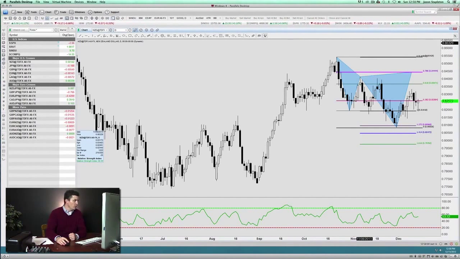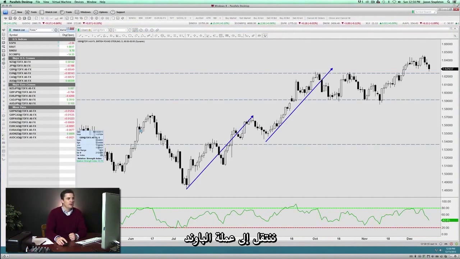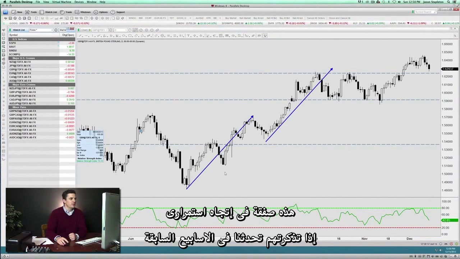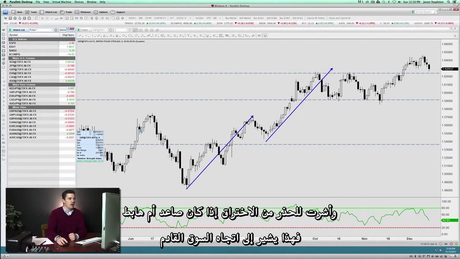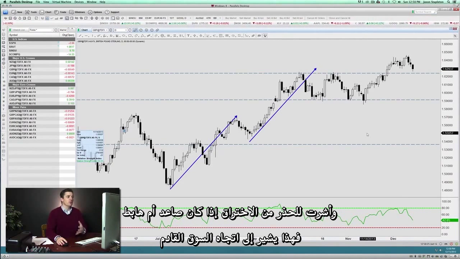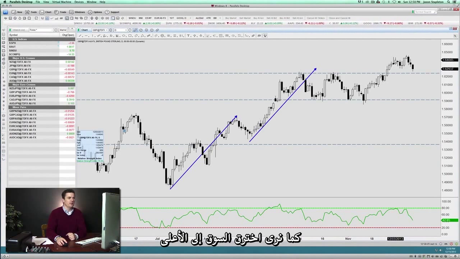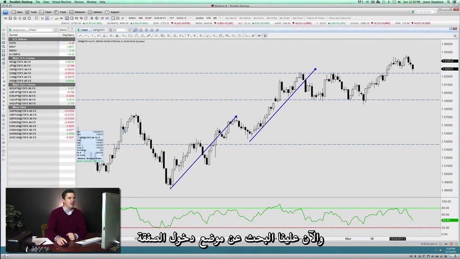Now, if we go over to the pound, this is a trend continuation trade. If you guys will remember, for the past couple of weeks, we've been talking about the ABCD move, the consolidation, and I said, hey, watch for the breakout, either up or down. That's going to signal where the market intends to go next. And as we can see here, the market clearly broke out to the upside. And now we have to look for where we are going to get involved in that trade.